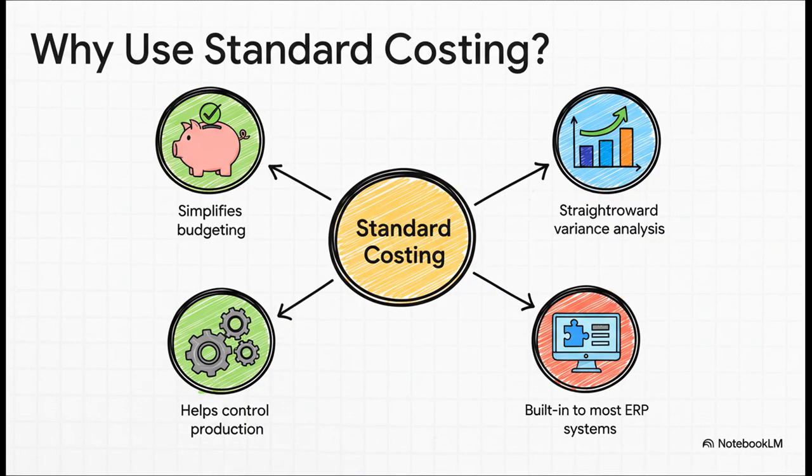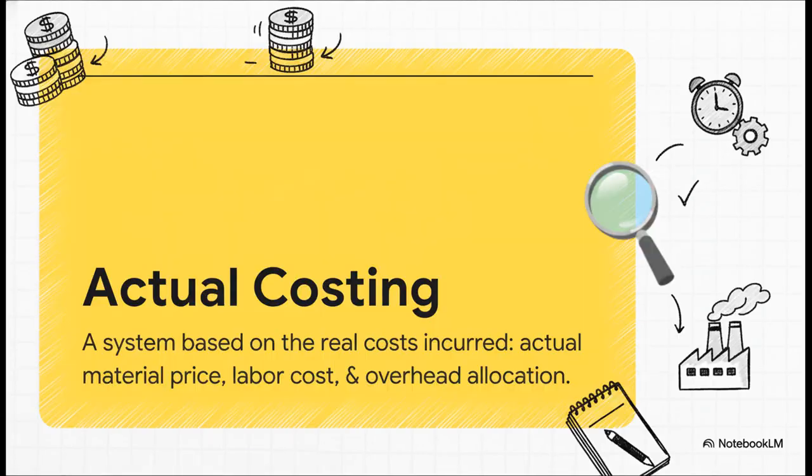And you might be asking, why do so many companies use this method? Well, honestly, it makes their lives a lot easier in a few key ways. It simplifies their budgeting, gives them a really clear benchmark for controlling how efficient their production is, and it makes analyzing variances super straightforward. Plus, let's be real, most of the big ERP systems come with this feature baked right in.